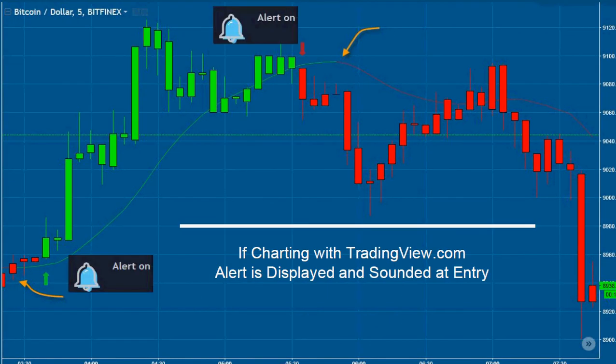If you're using TradingView.com, in addition to the red-green arrows, you're going to see an alert. And you're going to hear it. It's very annoying. But if you're away from your computer, you'll be able to hear when the change of direction has started.